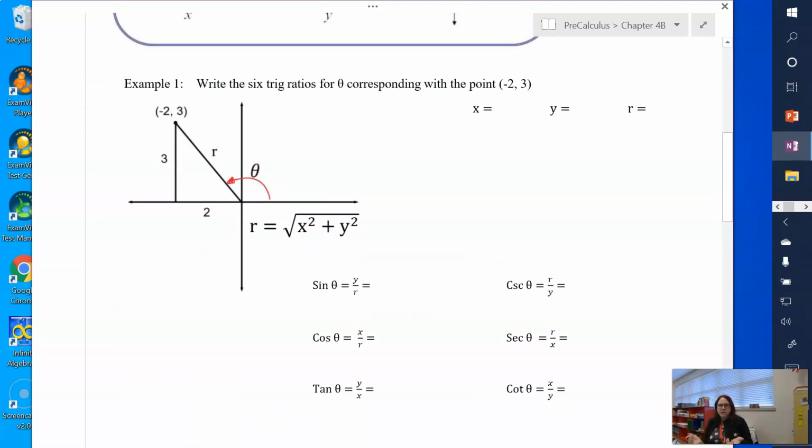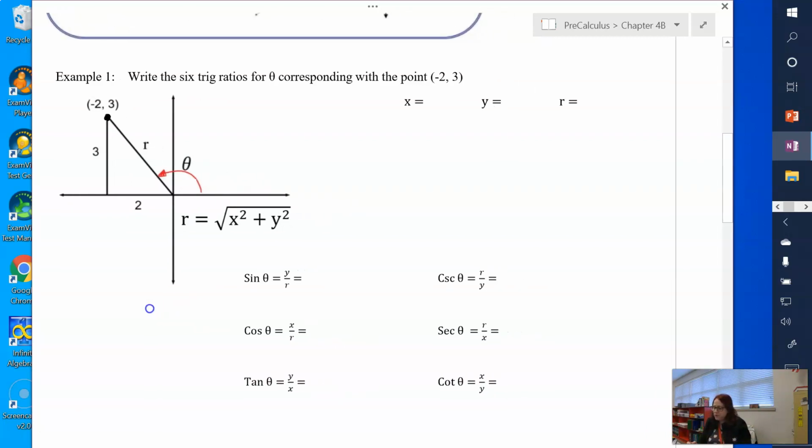We're going to write the 6 trig ratios for theta, and theta corresponds to the point -2, 3. So that means that here's our point -2, 3. We can drop straight down from that point to get a side of the triangle. We can then go straight back to the origin to get the other side, and r is going to be the distance from the origin to -2, 3. And so what we're going to do is use that information, and we're going to calculate the length of r, and then we can go ahead and write all of our 6 trig ratios.